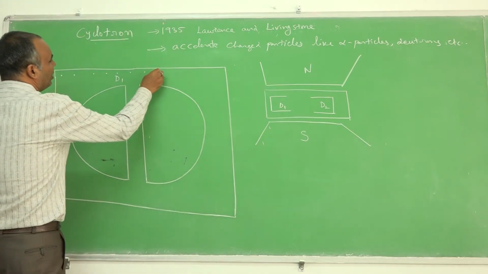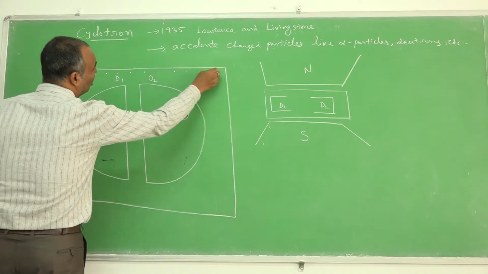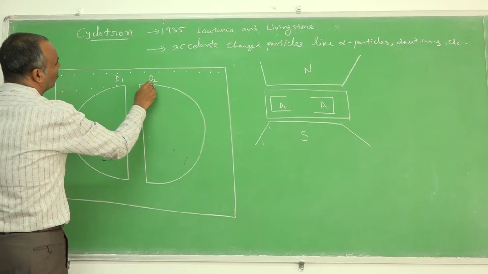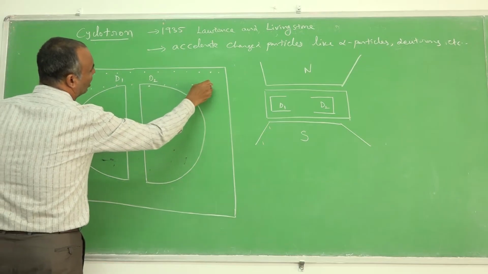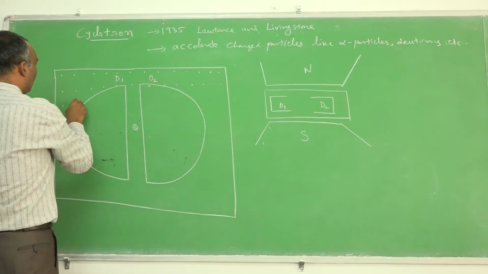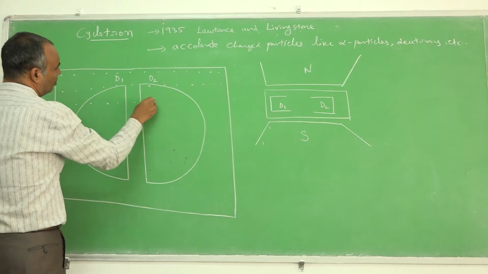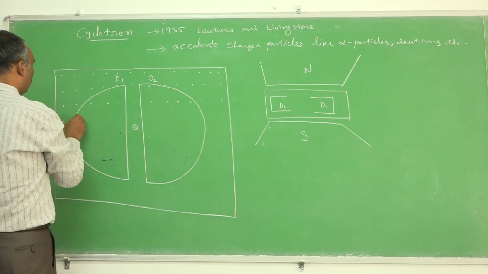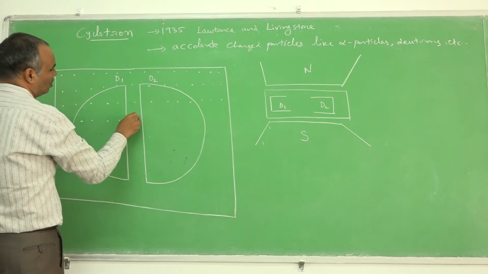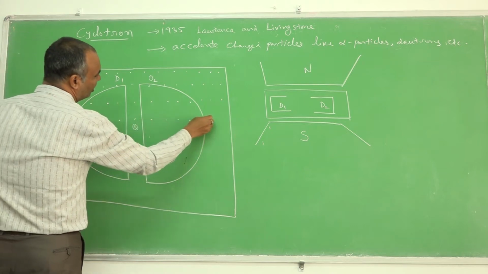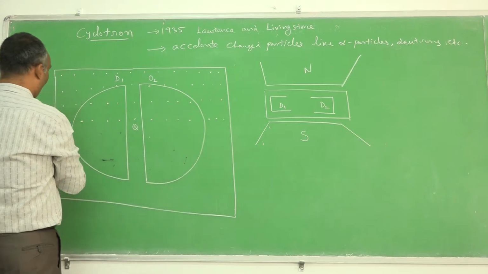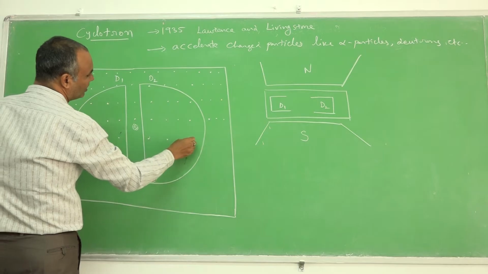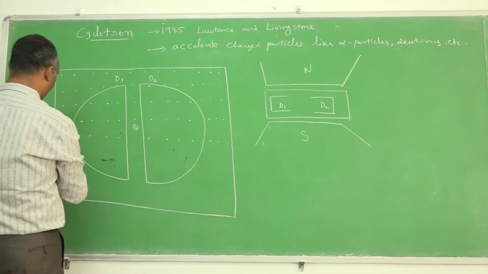So the magnetic field is either into the paper or out of the paper. Suppose the magnetic field is out of the paper like this. Within the strong magnetic field created by the two strong magnetic poles, the arrangement of the two D's is observed like this. Here these dots indicate the magnetic field is out of the paper.